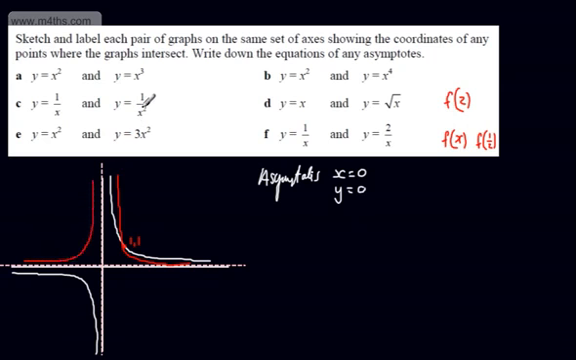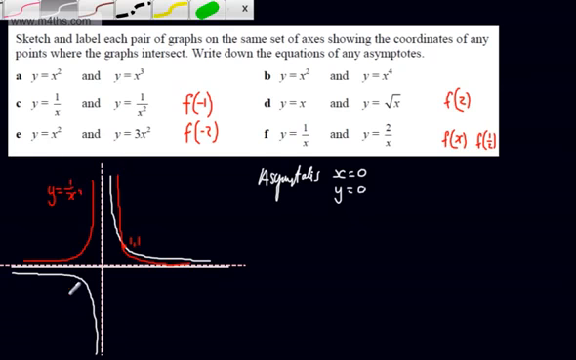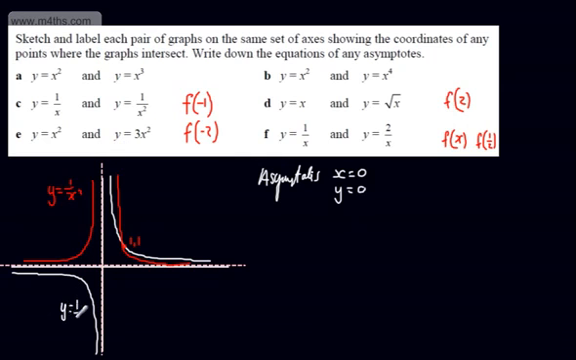If I did the f of minus 1 in this one, we're going to square that, so it's just going to give us 1 over 1, which is 1. If I did the f of minus 2, it's going to give me 1 over 4. So we end up with y is equal to 1 over x squared, which is the red graph, and then the white one is y is equal to 1 over x.